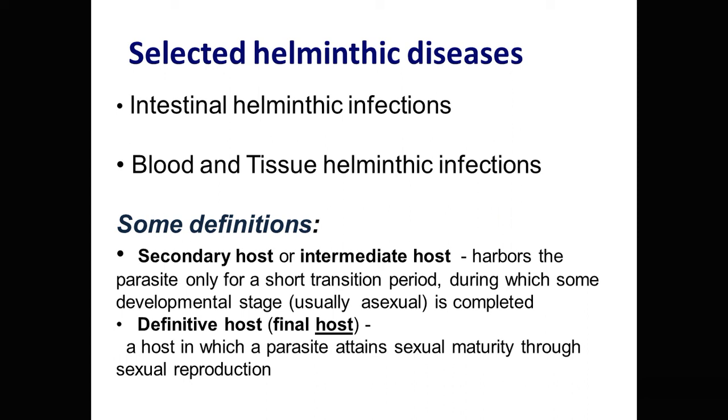So, helminthic diseases can be grouped into two major groups. We have intestinal helminthic diseases and blood and tissue helminthic infections. And I have already described that the definitive host is the host where the parasite reproduces, and the secondary or intermediate host is where we have asexual reproduction of the parasite.